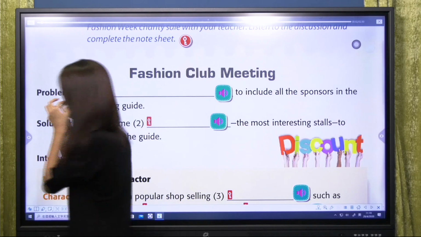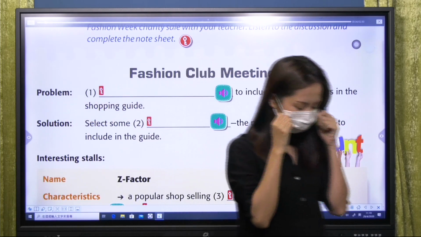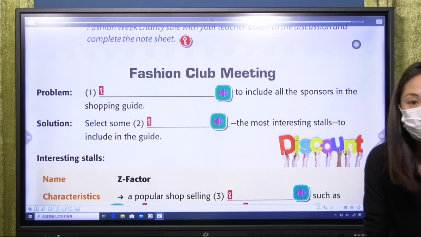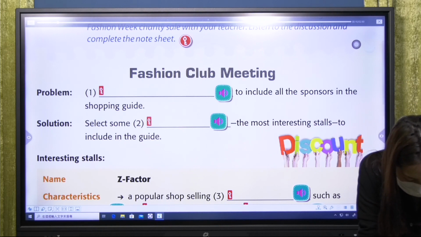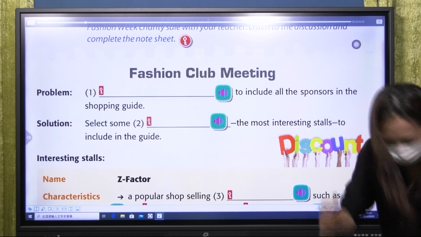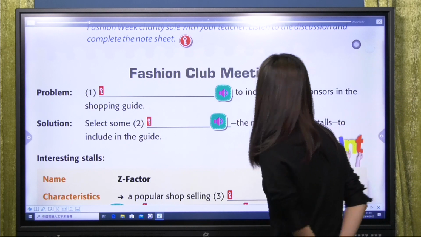Last week, I asked you to prepare a shopping guide for the charity sale during the Fashion Week next month. How's it going so far? Mr. Ho, the main difficulty is that there isn't enough space to introduce all the sponsors in the shopping guide. Well, why don't you pick a few highlights and focus on them?